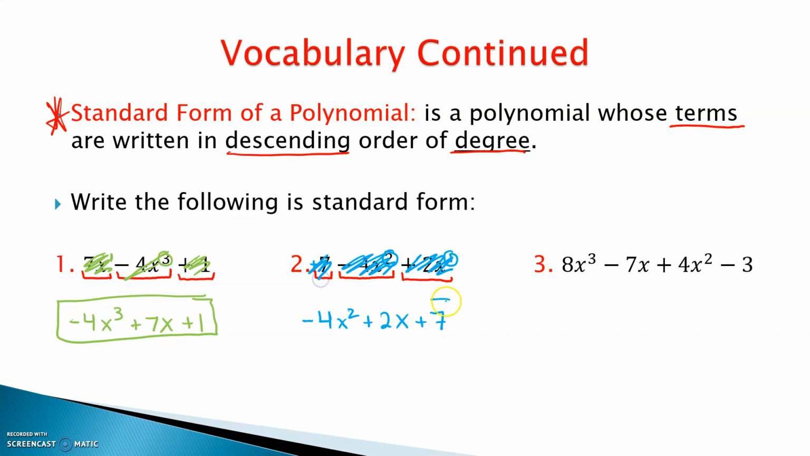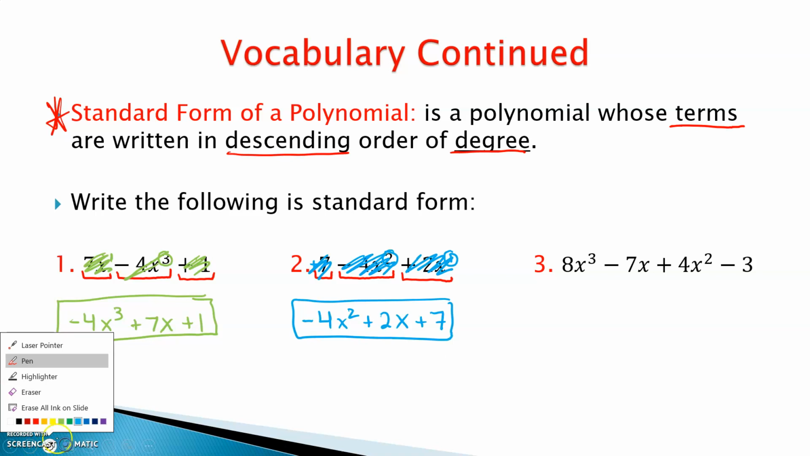And notice how that constant, the one that doesn't have a variable, is typically the one at the very, very end, right? So again, this is going to be important. We always want our answers to be in standard form. All right, the last one here, how many terms do we have?